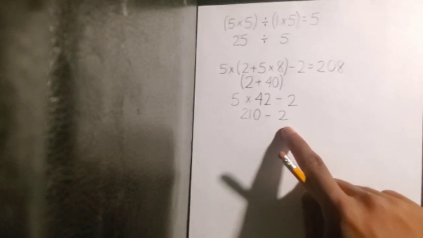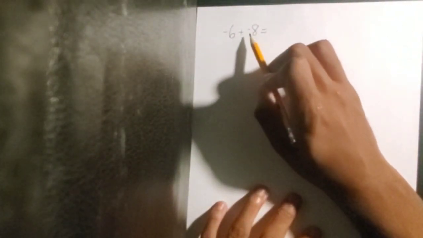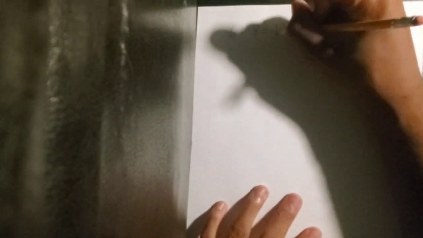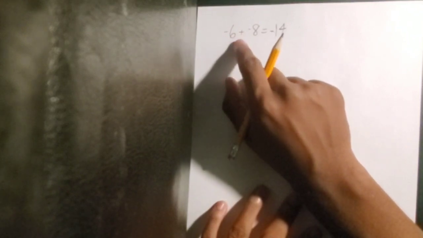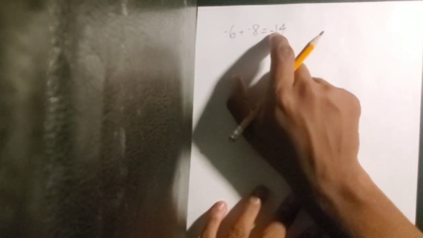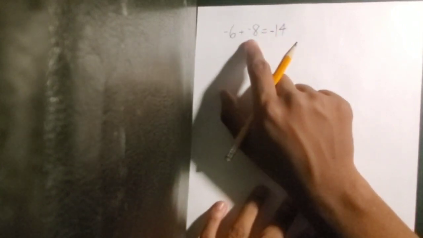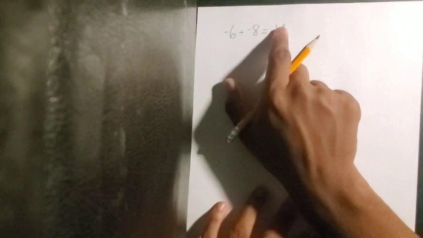Yes, it is. Alright, now we're gonna do positives and negatives. The first number I'm gonna do is this. Negative 6 plus negative 8 equals negative 14. See that? Because negative plus a negative equals a negative. If they have a double, it equals a negative.